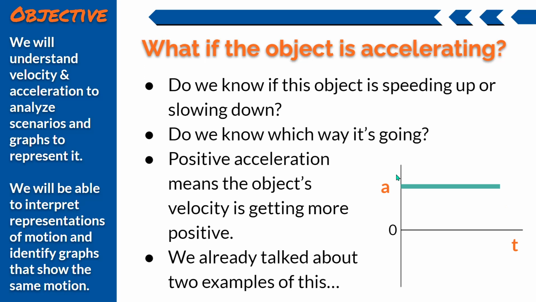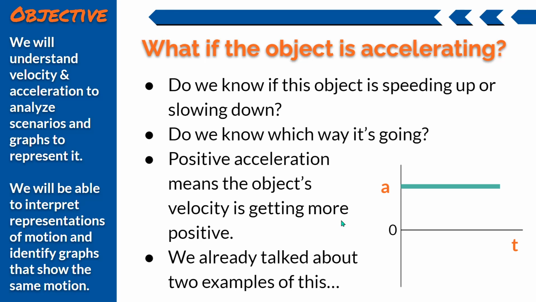So if I look at this graph, and I look at this line, is this object speeding up or slowing down? I actually have no idea. Could be speeding up, but it could also be slowing down. I just know that my acceleration is positive. That's all I know. I know the change in my velocity is positive. I don't know which way it's going. I don't know if it's speeding up or slowing down. I just know the velocity is getting more positive.